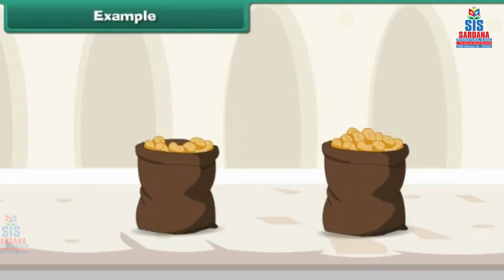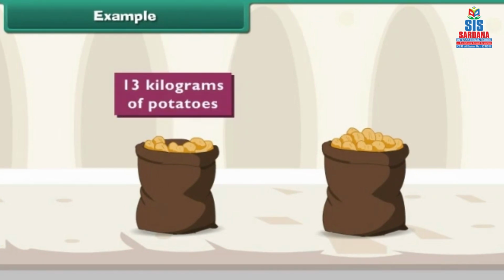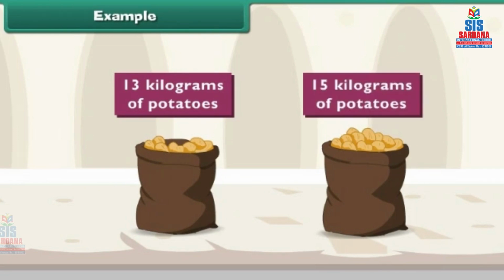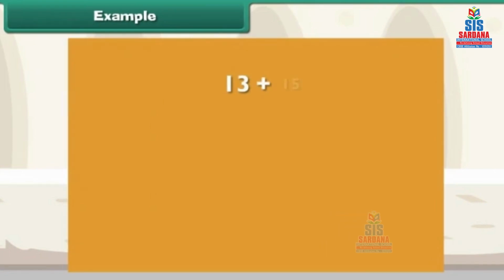Example. A sack contains 13 kilograms of potatoes. Another sack contains 15 kilograms of potatoes. How many kilograms of potatoes are there in all? To find the total quantity of potatoes, we must add 13 kgs and 15 kgs. Break the numbers into tens and ones.